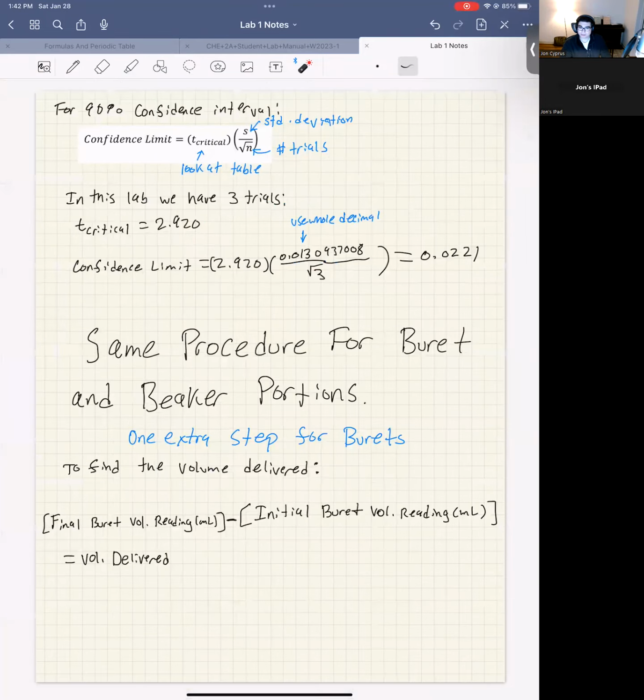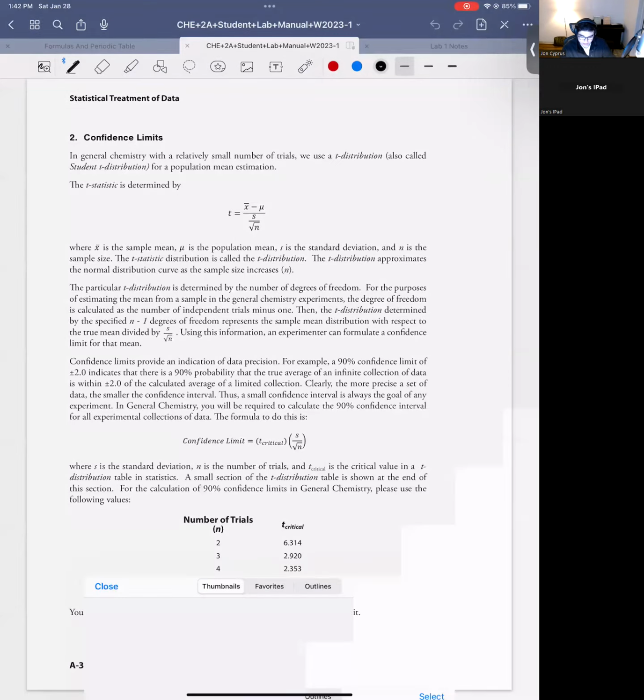Okay, so that is it for the volume part, for delivering water and the density of water part of this lab. Now you have to do the manganese sulfate part of the lab. So let me just open up my notebook here. We're not going to really need these formulas. Let me actually just go on here.